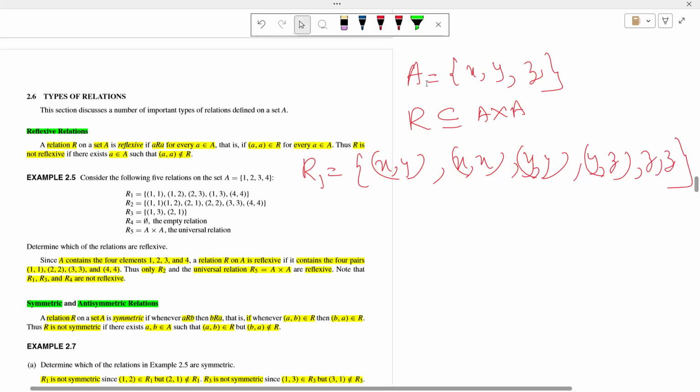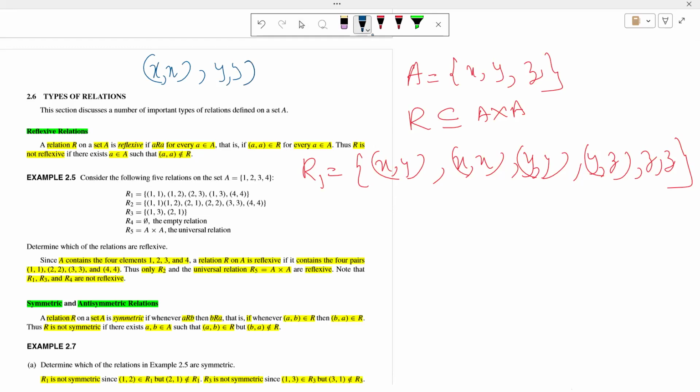R1 is reflexive. Why am I saying R1 is reflexive? The set A contains three elements X, Y, and Z. So for any relation we create using A to be reflexive, it definitely must have XX, YY, ZZ. If you have all three elements, then that relation is reflexive. If you're missing any of these, we can say it is not reflexive. That is important. I think you are familiar with this.